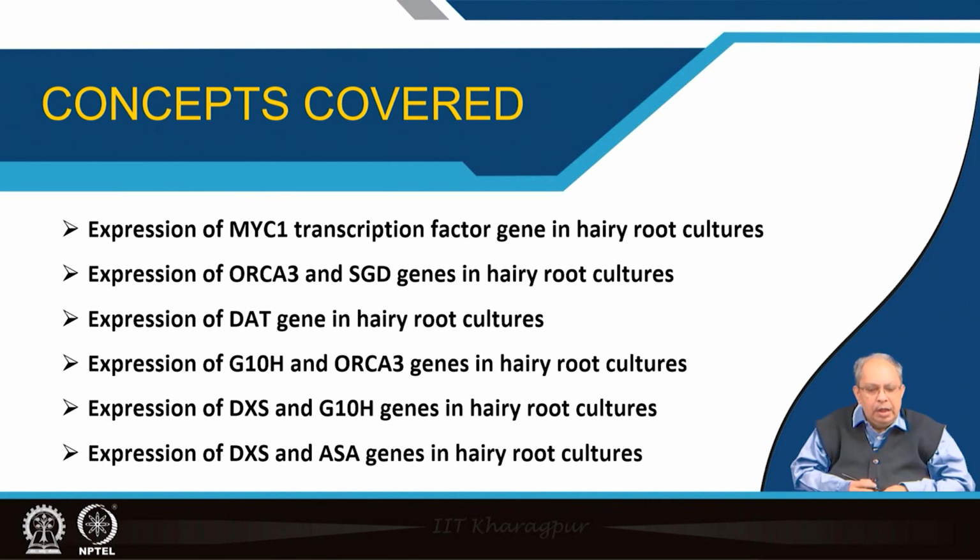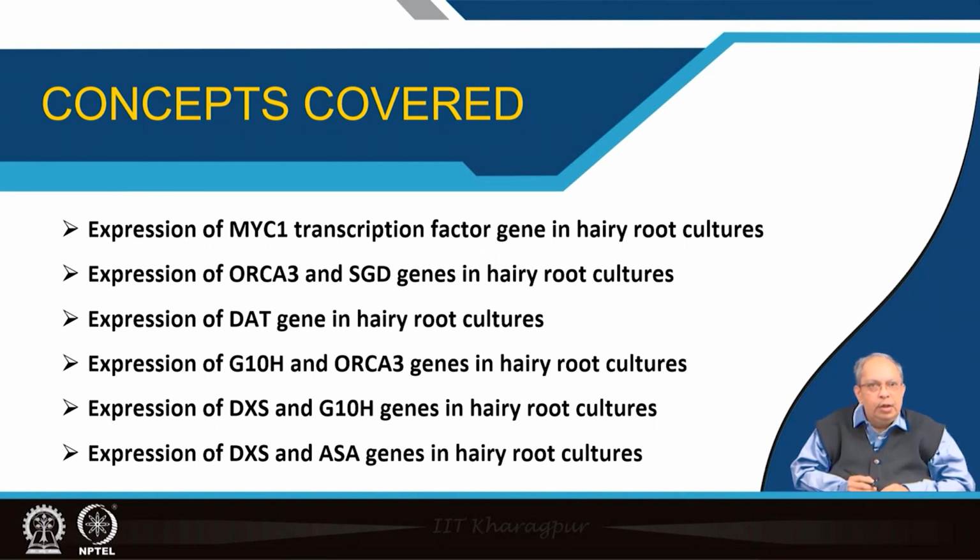First one is the expression of a MYB transcription factor gene MYC in hairy root culture. We will see what happened when attempts were made to express this transcription factor in hairy root. Next is the expression of ORCA3 and SGD gene in hairy root. The third one will be the expression of DAT gene in hairy root culture.